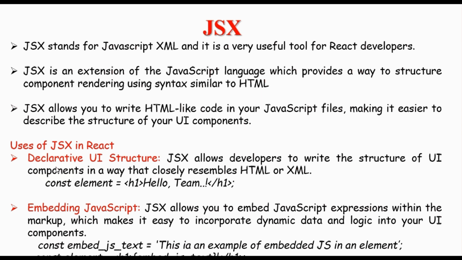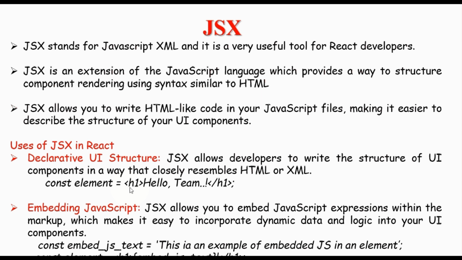So why do we use JSX in React? We use it for declarative UI structure and for embedding JavaScript. JSX allows developers to write the structure of a UI component in a way that closely resembles HTML or XML. For example, you can see this const element equals HTML. We can also embed JavaScript in our HTML. That's one advantage of using JSX. JSX allows you to embed JavaScript expressions within the markup, which makes it easy to incorporate dynamic data and logic into your UI component.